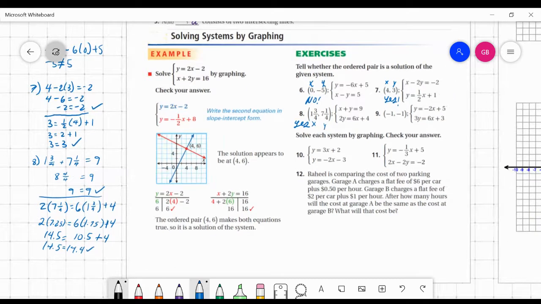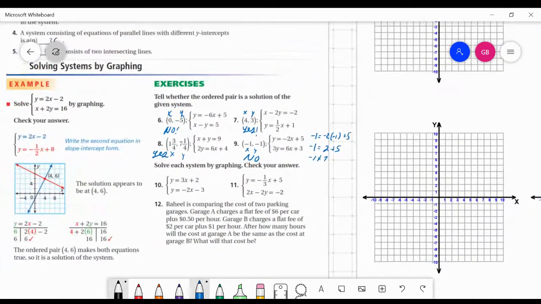And then for number 9, let's see, is negative 1 equal to negative 2 times negative 1 plus 5? Negative 1 times negative 2 is 2 plus 5, that's 7. Those are not equal, so that's going to be a no. So it has to be equal for both. As soon as you get one that's not equal, it's automatically a no. All right, number 10. Solve each system by graphing and then check your answer.